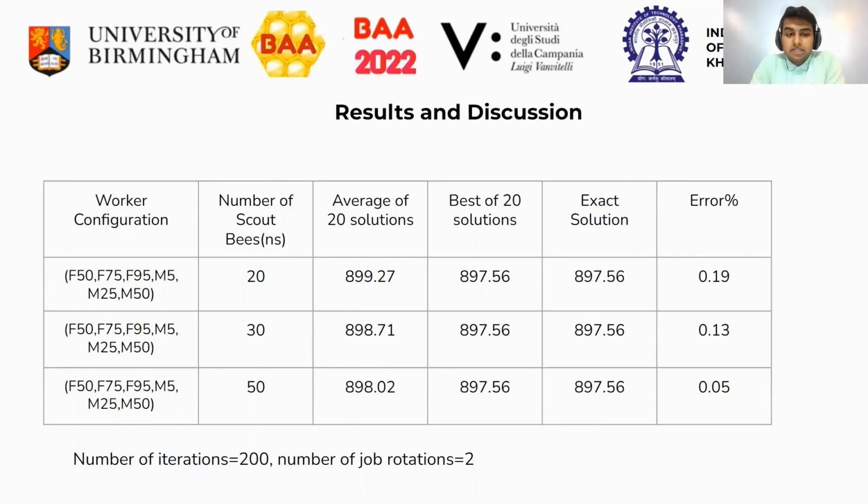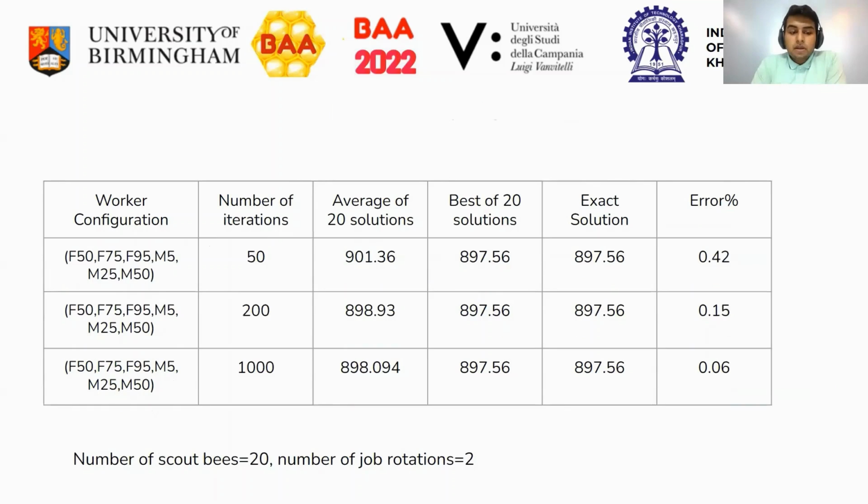In the results and discussion section, we compare the effect of increasing the scout bees on the error percentage between the solution generated by the Bees algorithm and the exact solution. At 20 scout bees, this error is around 0.19%. At 30 scout bees, this error becomes 0.13%. And at 50 scout bees, this error becomes 0.05%. The number of job rotations for this case considered was 2.